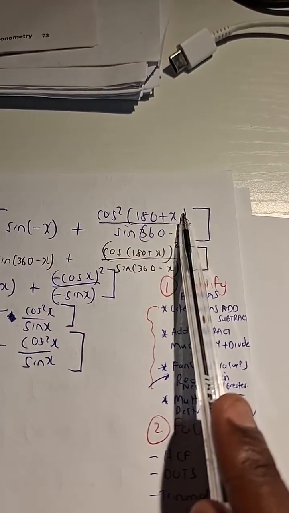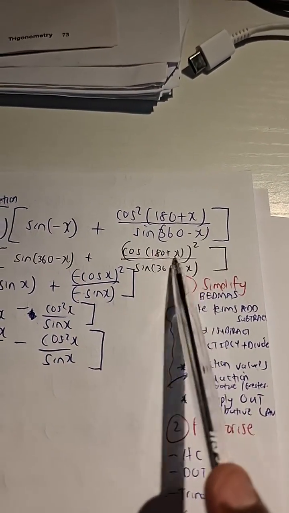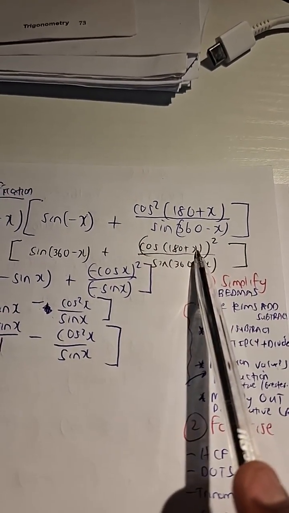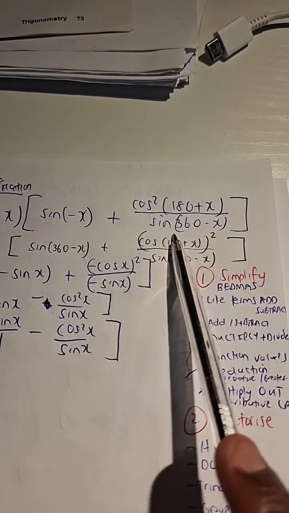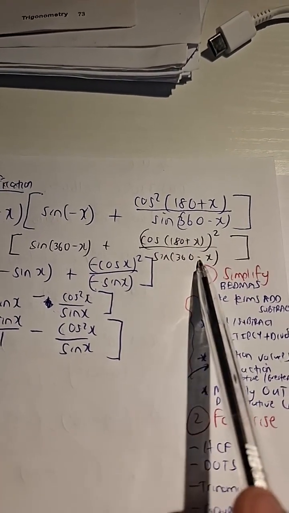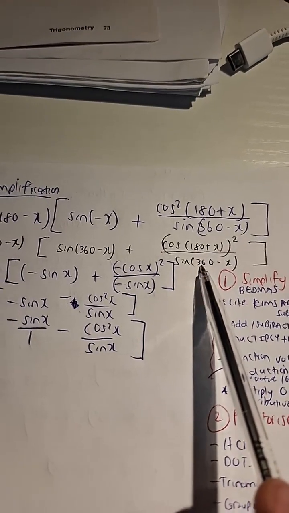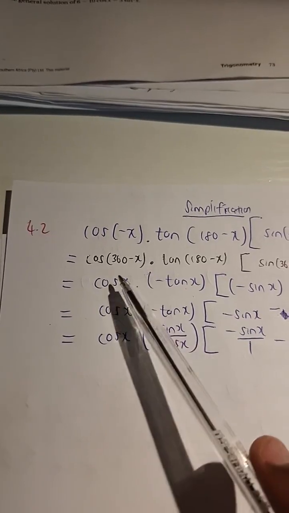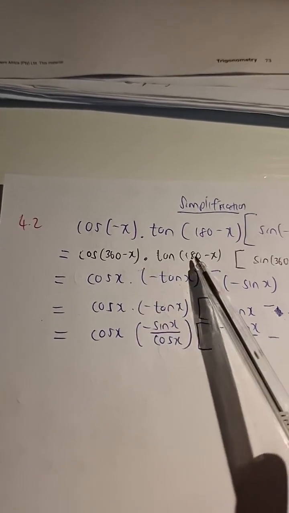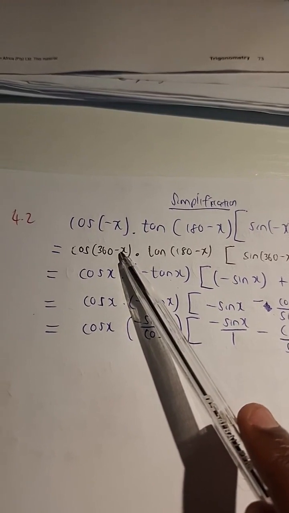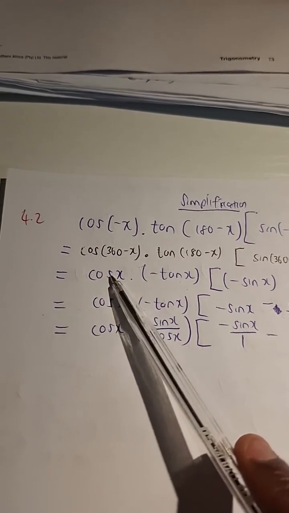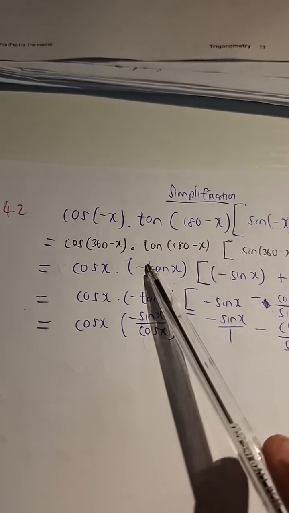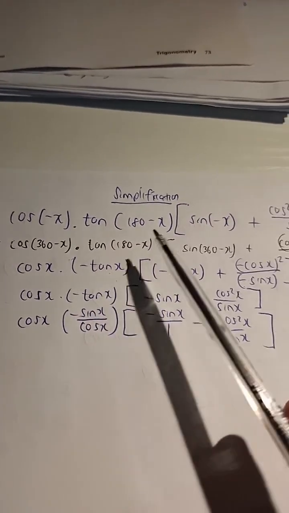Cos squared 180 plus x. Right, guys, I know that obviously I'm going to be taking out the square, evaluating the function value, and then I will apply the square later on. Sine of 360 minus x, I will be evaluating that function value, reducing it. So there we are. Cos 360 minus x, my first mark, cos x. Because 360 minus is in the fourth quadrant, cos is positive there. 180 minus x, second quadrant, tan is negative there, negative tan x, second mark.